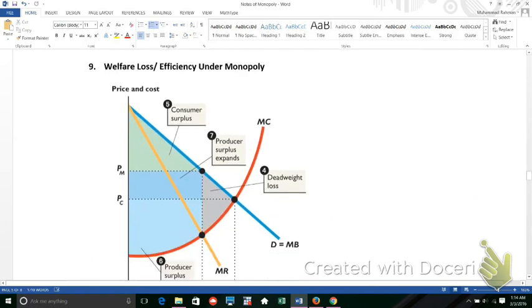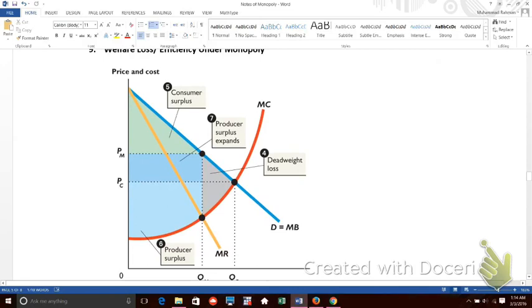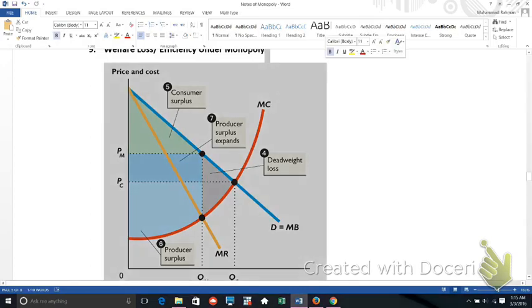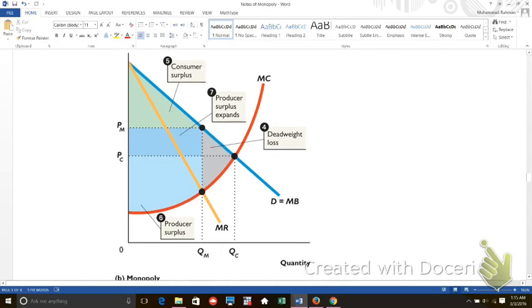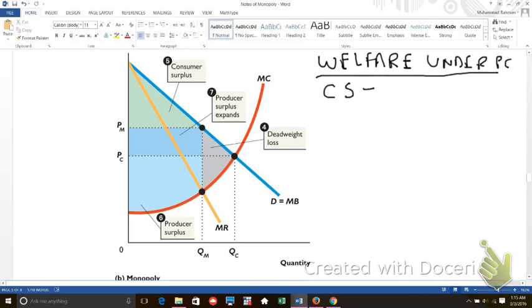welfare loss under monopoly. And just like we looked at monopoly by comparing it with perfect competition, we are going to do the same thing with the welfare calculation. So again, let us first calculate welfare under perfect competition. So let's call this welfare under perfect competition, PC. So under perfect competition, the price is PC, market price, and market quantity is QC.